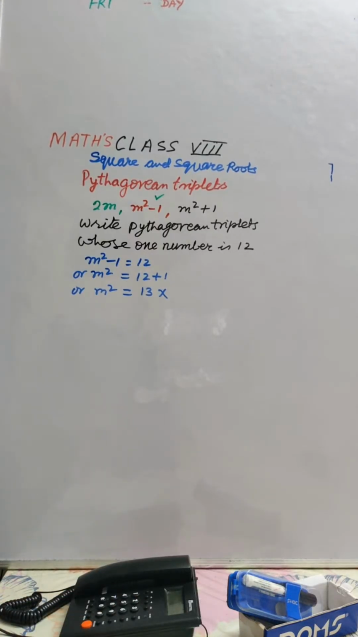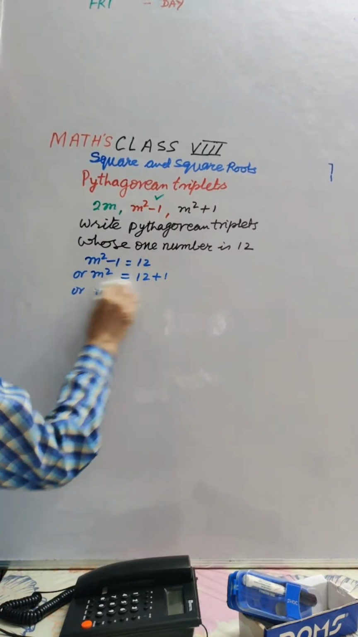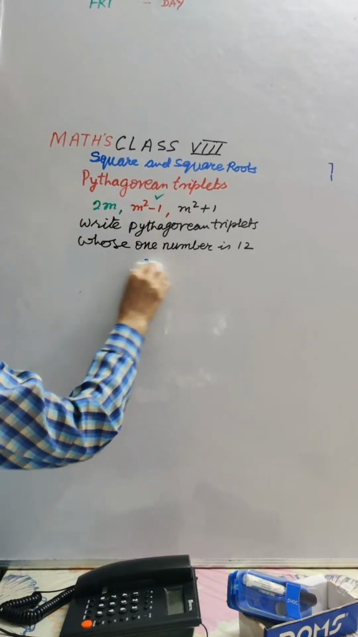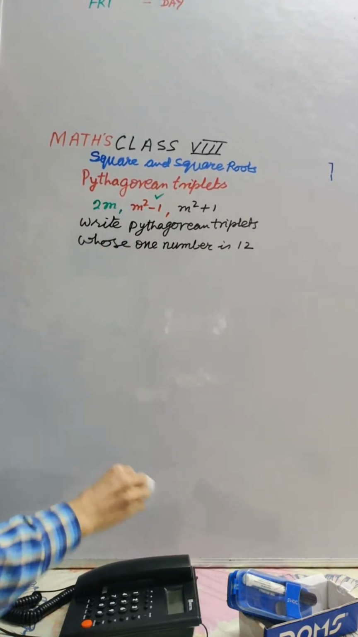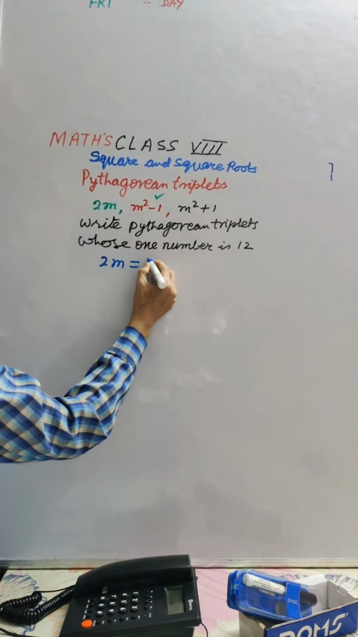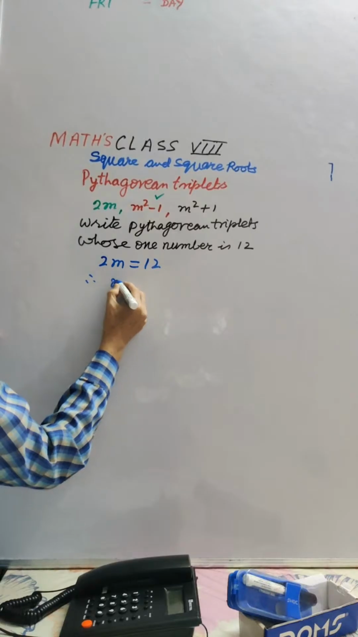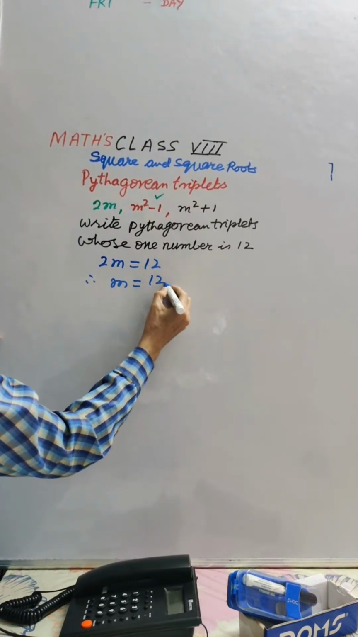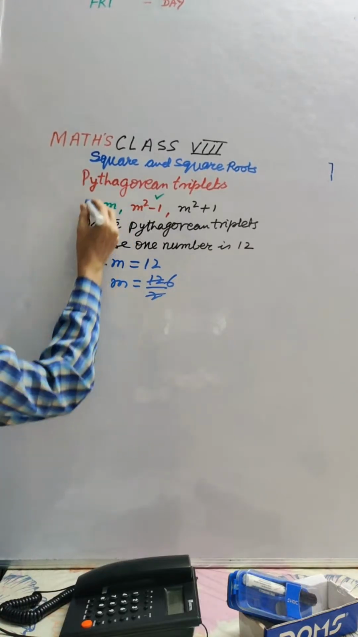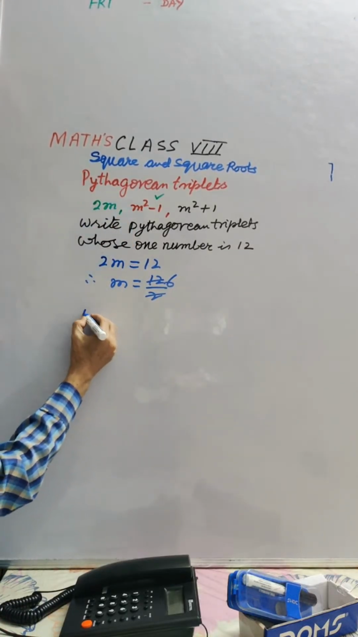So this way we shall take 2m is equal to 12. Only this we can take. That will be correct for this situation. Therefore, m is equal to 12 upon 2, 6. M is equal to 6.